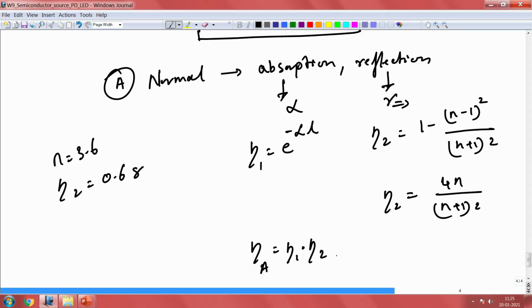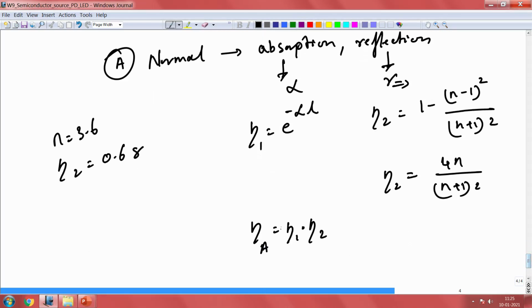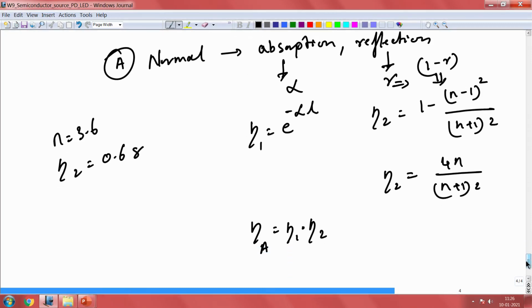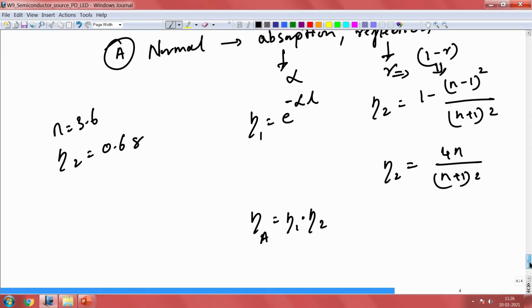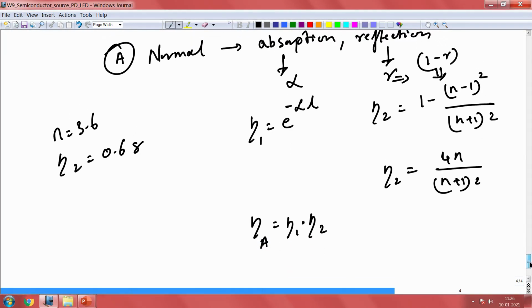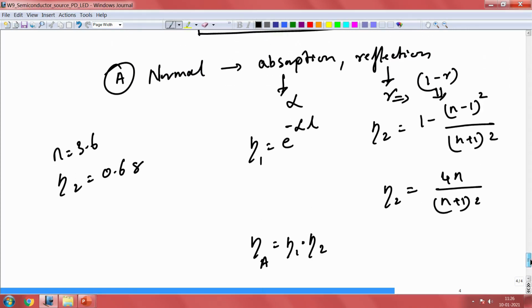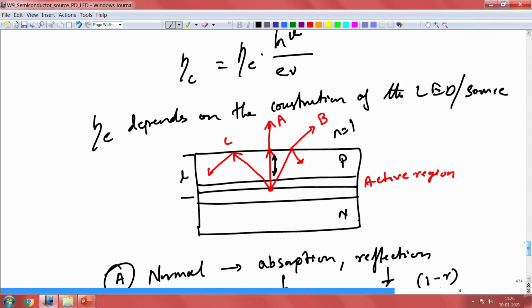So, you want to make sure that your transmission here should be better. So, this is 1 minus R. That is what we have here, that is your transmission. So, the reflection is something that we should try to reduce, and by doing that we should be able to improve our light extraction. So, that is the case with A.